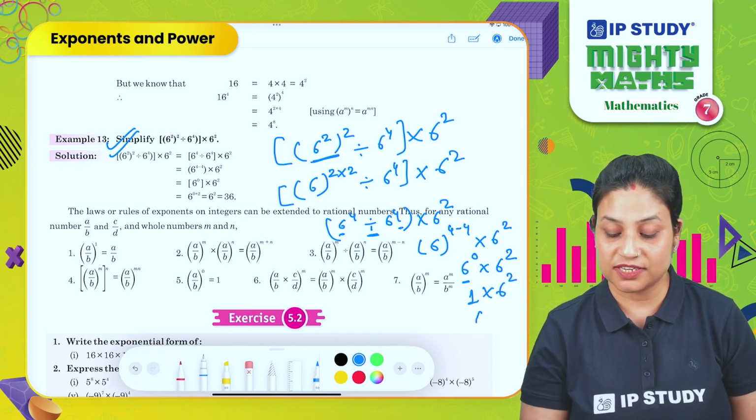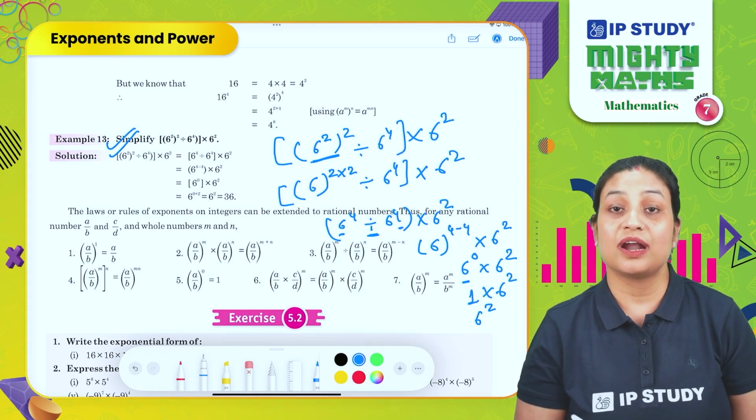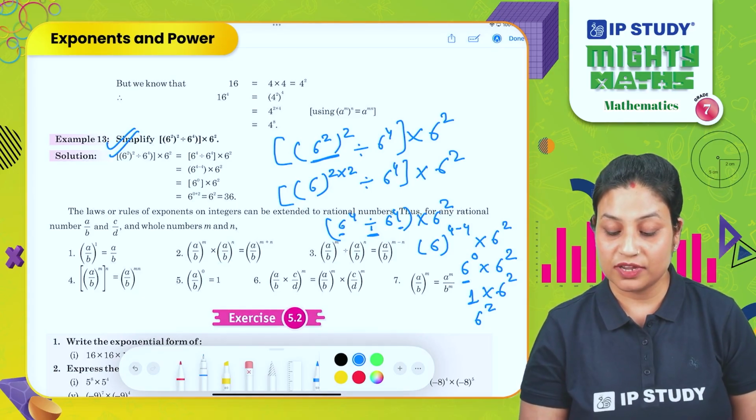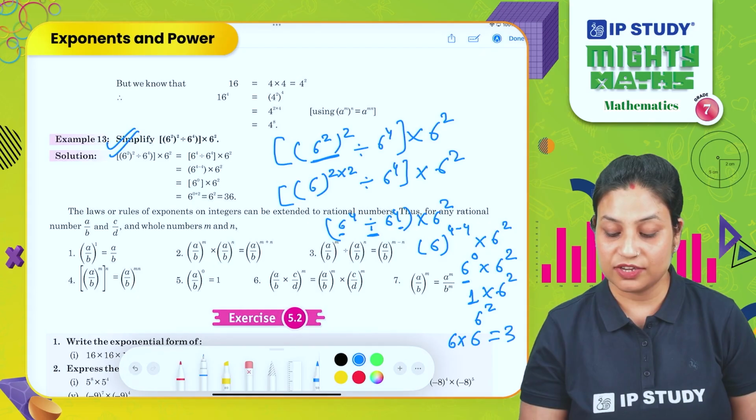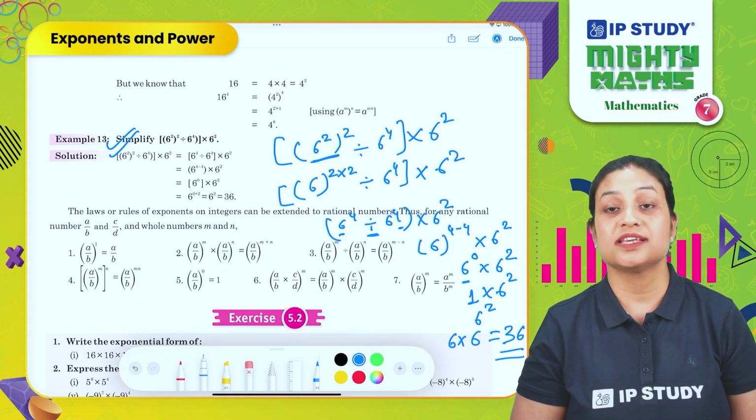So what is the result? 6 raised to the power of 2. And what is 6 raised to the power of 2? It means 6 is multiplied 2 times. So what is your answer? Your answer will be 36.